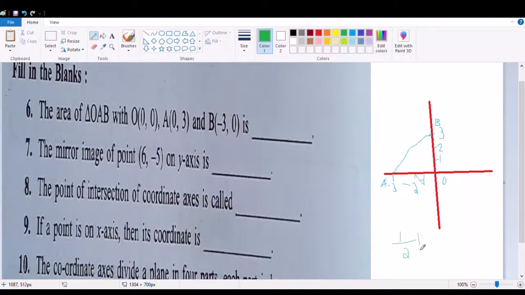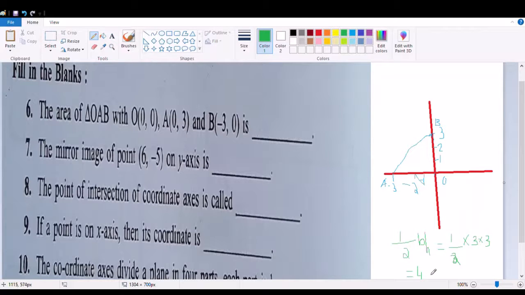Half base into height is the formula for the area of a triangle. So that is half into base and height. How will you find the base? Here it is 1, 2, 3 units, so the base is 3 units. Height also, please check how many units: 1, 2, 3 units. So half into 3 into 3 will come, and the answer will be 9 by 2.